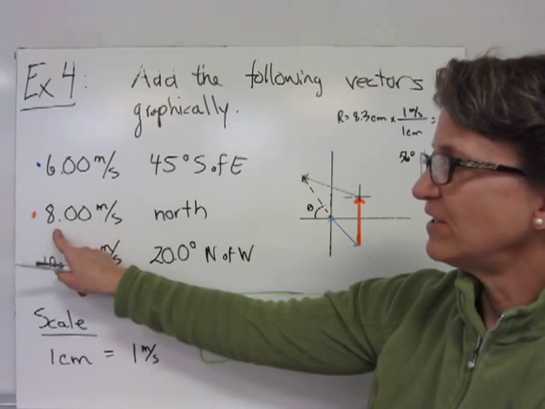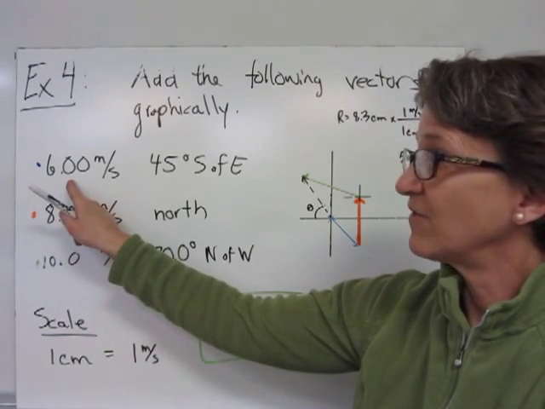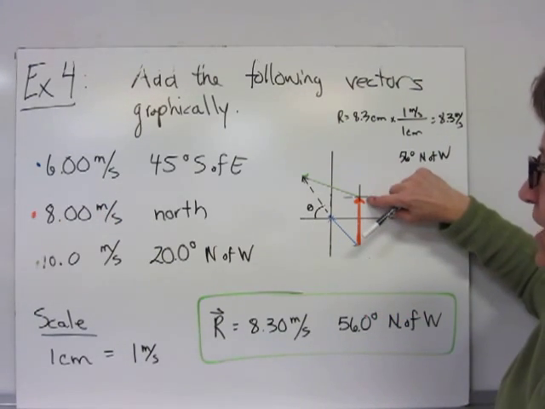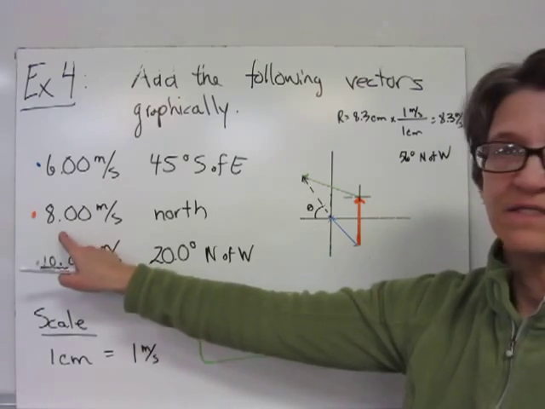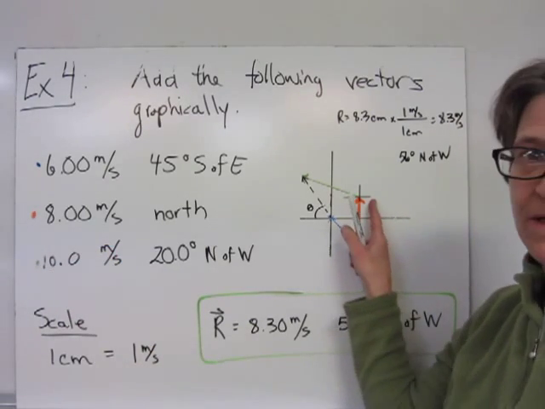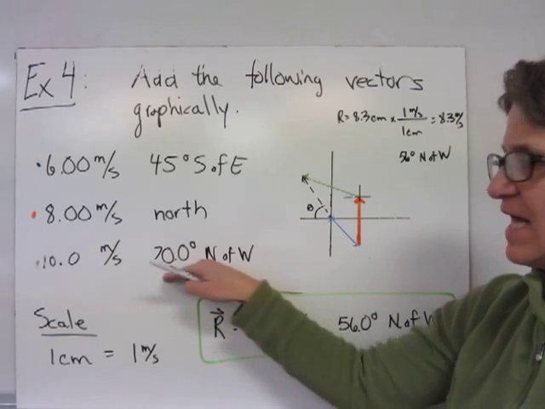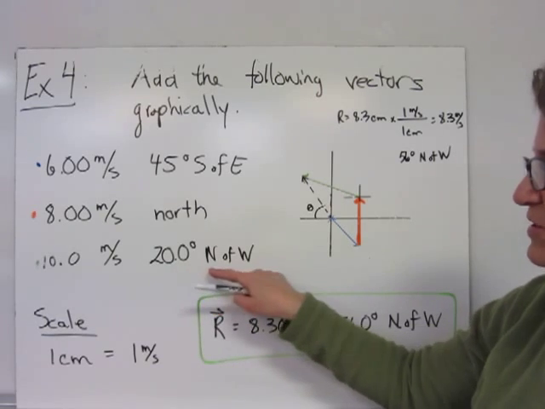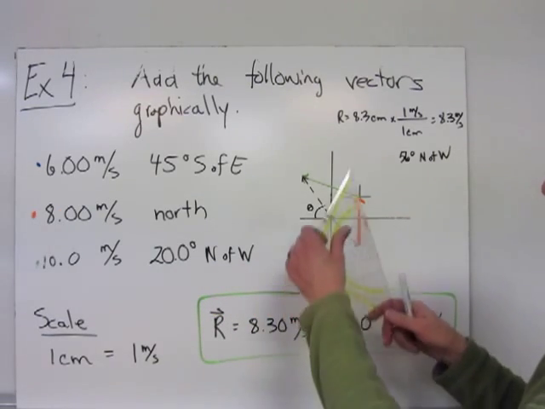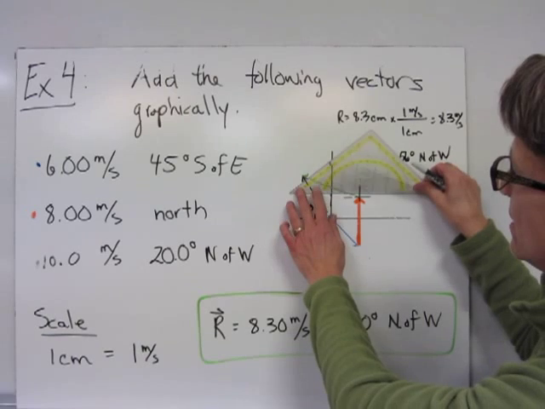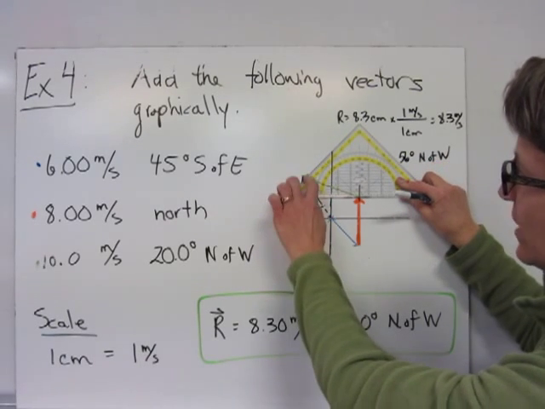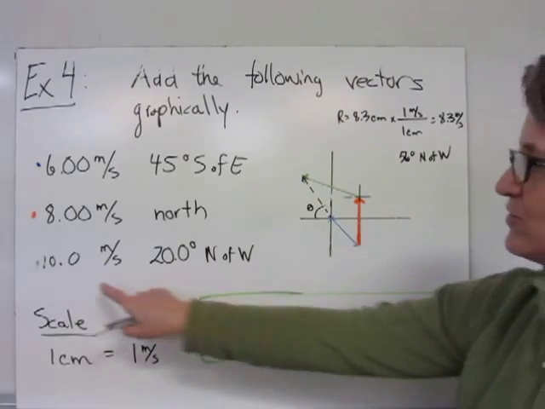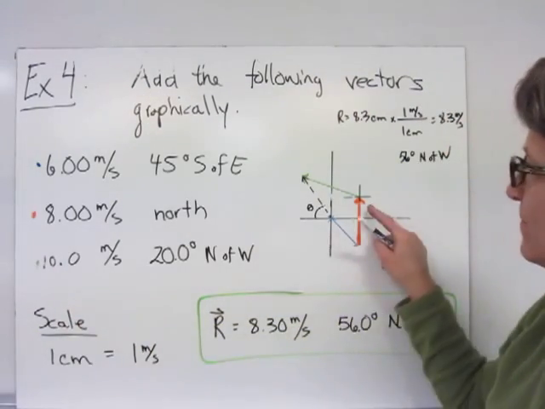My next vector, the tail of it, goes on the tip of the last vector I drew. My tail is here. I'm going directly north for 8 centimeters. I draw a tip on it. My next one's at an angle, so I need a coordinate system, and I measure 20 degrees north of west. So I used my protractor, measured 20 degrees, it's right in here, and then drew it 10 centimeters in length and put a tip on it.